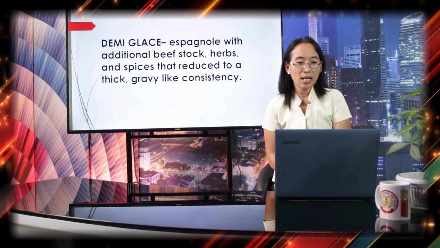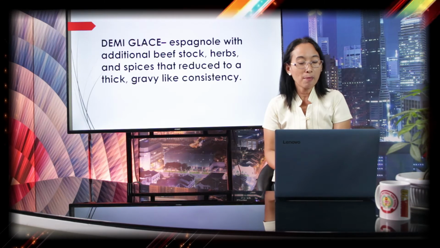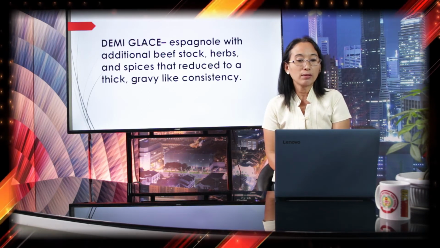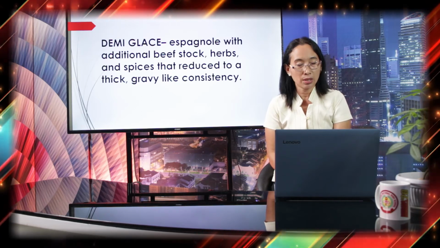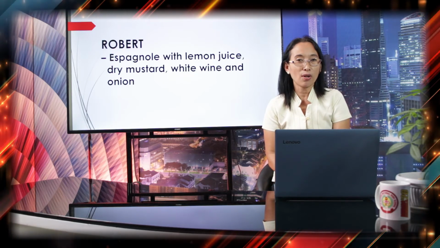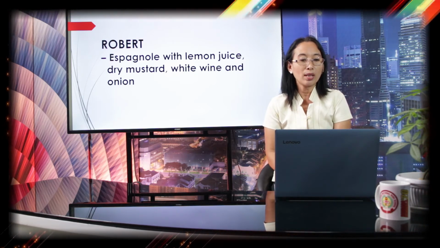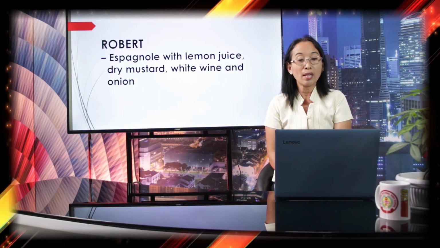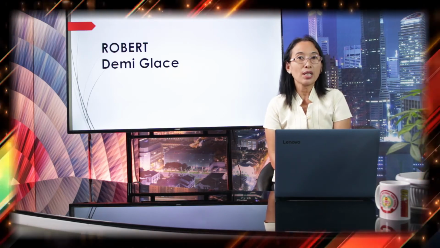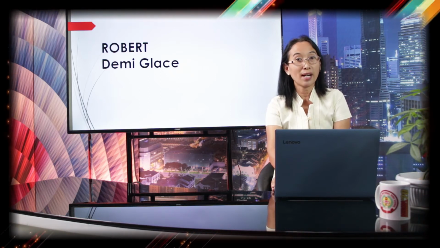Examples of secondary sauces from the Espanyol. We have the demi-glace. For the demi-glace, our starting point is the Espanyol. Then you add beef stock, herbs, and spices, reduced to a heavy gravy-like consistency. Another example is the Robert sauce. For the Robert sauce, our starting point is the Espanyol. Then enhance it with lemon juice, dry mustard, white wine, and onion. Again, the Robert and the demi-glace are secondary sauces from the Espanyol. The Espanyol is used for beef, duck, and other dark meat.